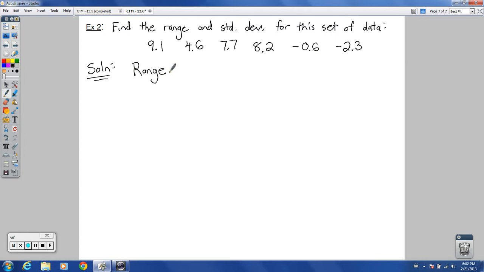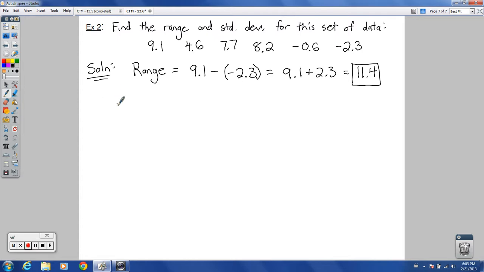That should be easy peasy. Find the biggest value. It is 9.1. So 9.1 minus the smallest value, the lowest value, would be this negative 2.3. So it's the highest minus the lowest. This would be 9.1 minus, putting this in parentheses so I remember to change that to a plus sign here. It's minus a negative, so that's the same thing as 9.1 plus 2.3, which would become 11.4. Okay, so this is my range. That was a piece of cake.